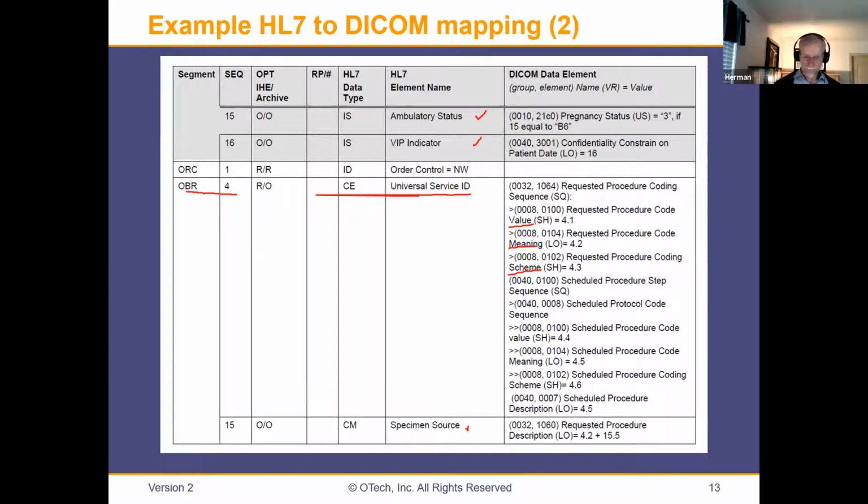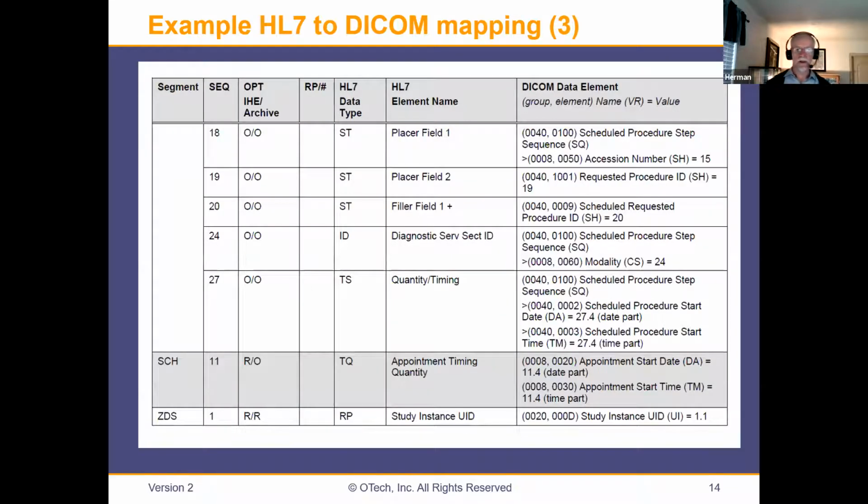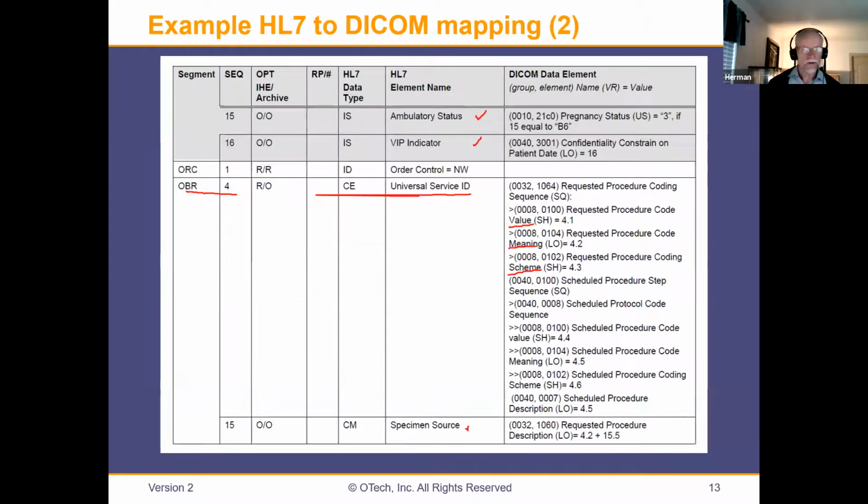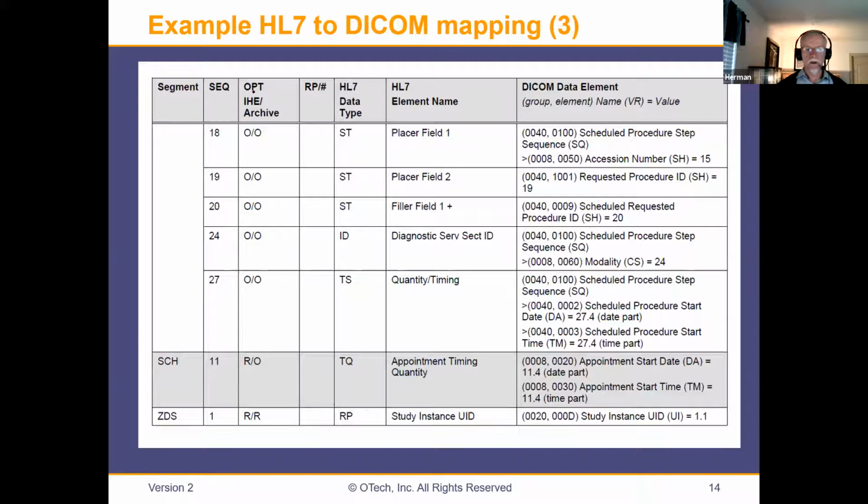Okay, so we have ambulatory status, TP indicator, specimen source. And then there's some other information here. Here's where the CC segment. So we look at this. We're still on the OBR. We're still on the OBR. Right? So we have the OBR segment, and then we have the scheduled procedure step sequence. My modality. Right? Modality can come in here. So sometimes the modality is available. It's interesting. It's actually OBR-24.